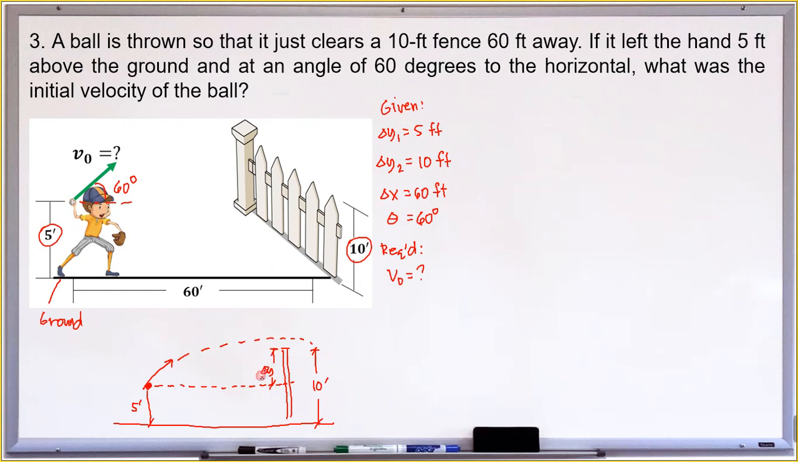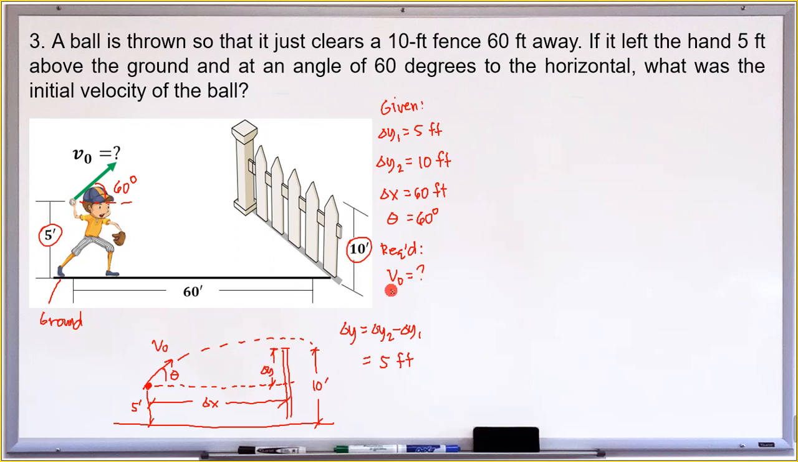Delta y. Let's represent that as delta y. And then this is our delta x. Okay? We know that delta x is equal to 60 feet. So therefore, to solve for delta y from this illustration, delta y is equal to the difference of the height of the fence and the height of the ball relative to the ground. So that is delta y2 minus delta y1. Okay? And that is equal to 5 feet.